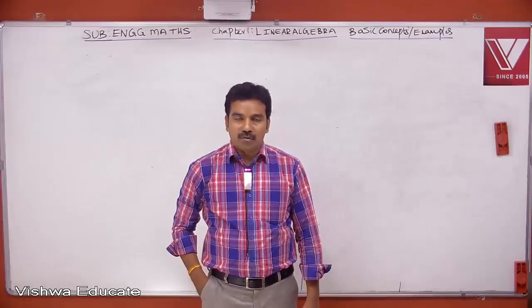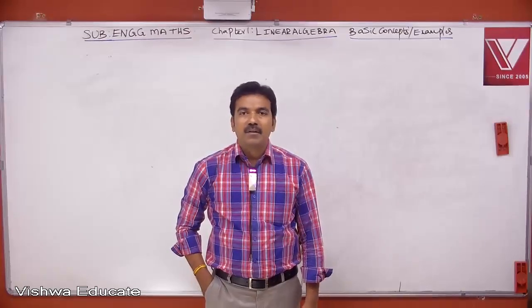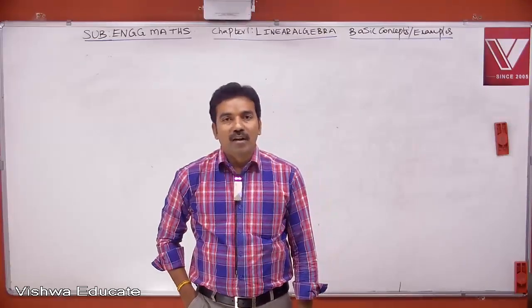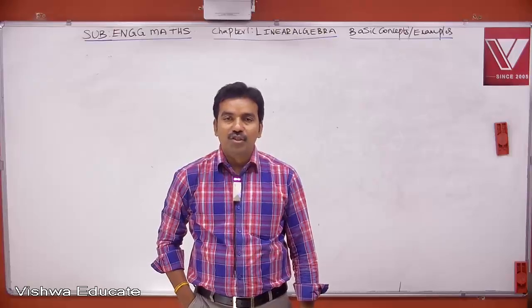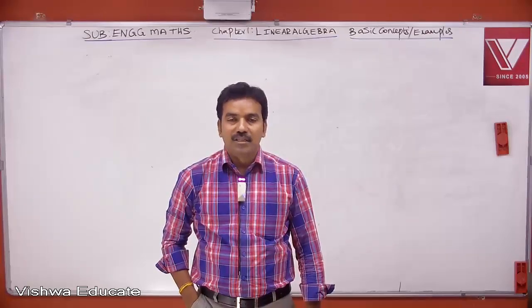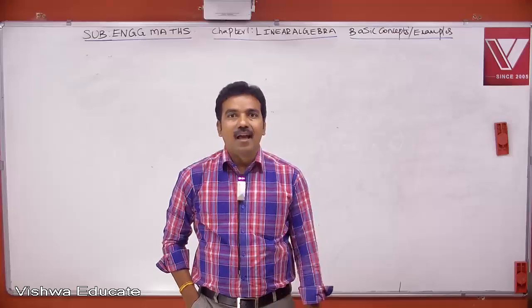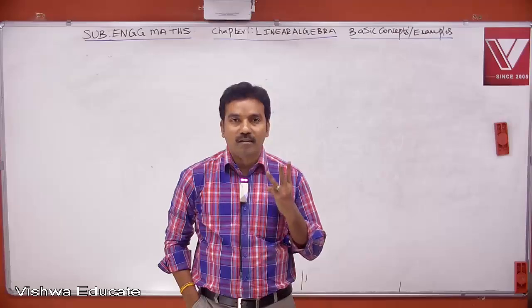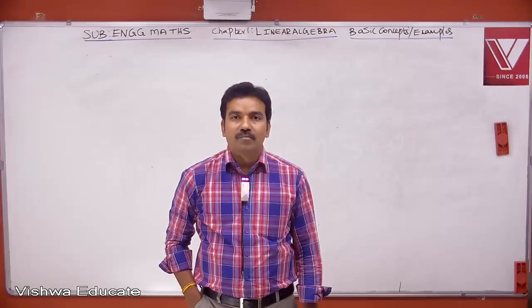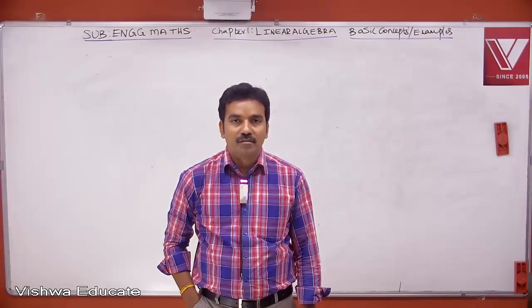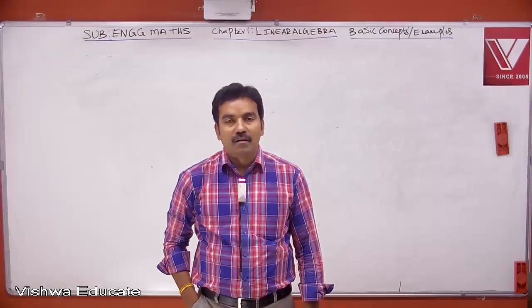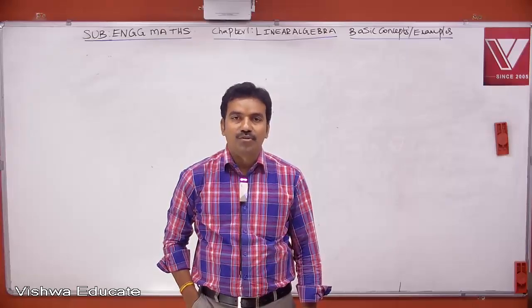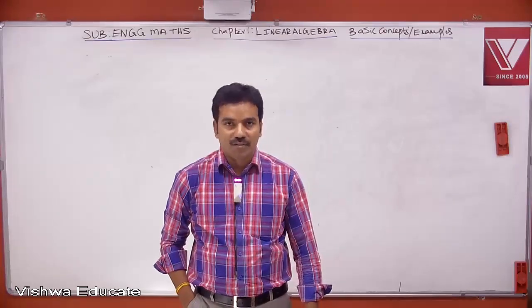We discuss engineering mathematics. In engineering mathematics, we have 7 chapters. Let me tell you the 7 chapters. Chapter 1 is linear algebra. Chapter 2, differential equations. Chapter 3, calculus. Again, in calculus, we have 3 different modules: differential calculus, integral calculus, vector calculus. The 4th chapter is probability and statistics. Next one, numerical methods. Next one, complex variables. And at the end, we have transform theory, which includes Laplace transforms, Fourier transforms, and Z transforms.